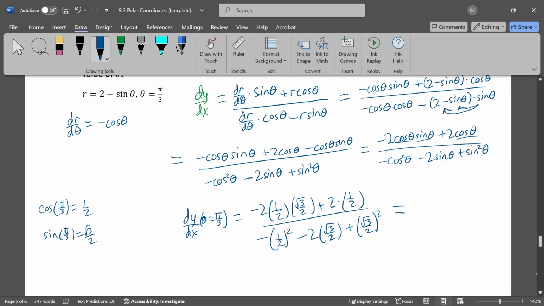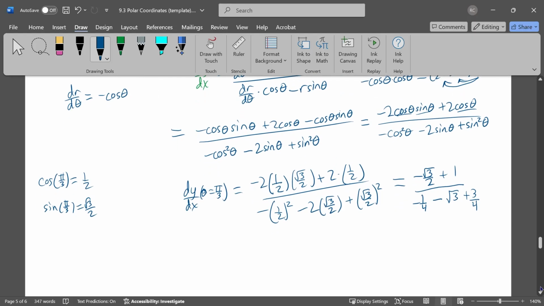Okay, 2 times 1/2 is 1, so this first term becomes negative root 3 over 2. And 2 times 1/2 is 1. Down here we've got a negative 1/4. 2 over 2 cancels, that's negative root 3. And this is root 3 squared, which is 3 over 4. Okay, so this is basically an answer.